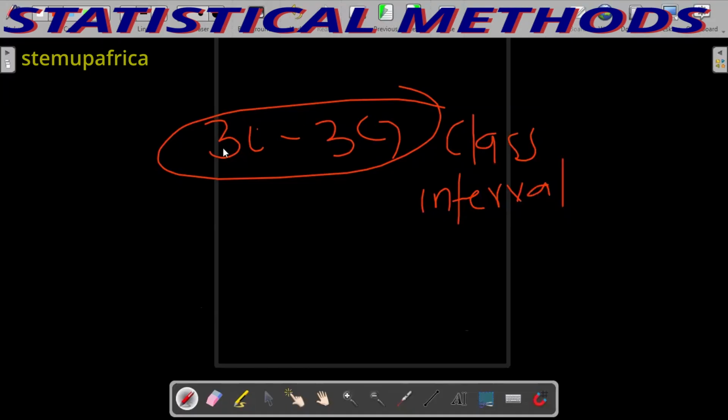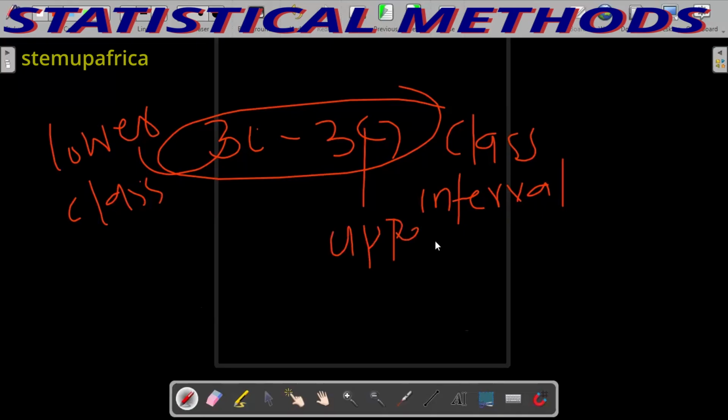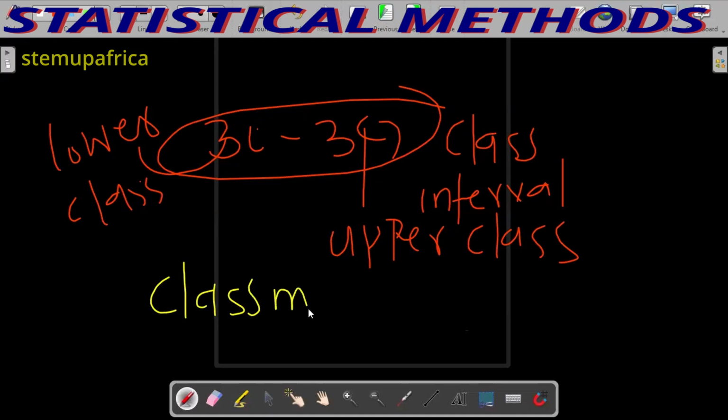Then under it, this is the lower class and this is the upper class. So you can only see lower class and upper class from a class interval. Now, the question they're asking us now is for class mark. The class mark is represented with the symbol X. That's what the class mark is represented as.